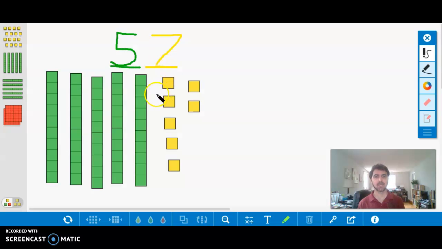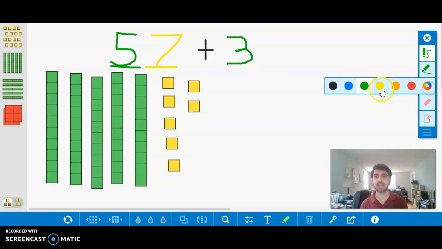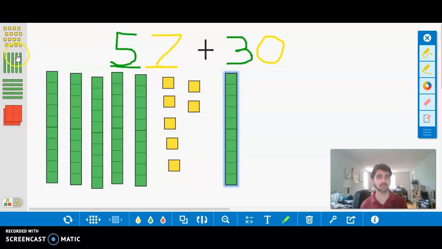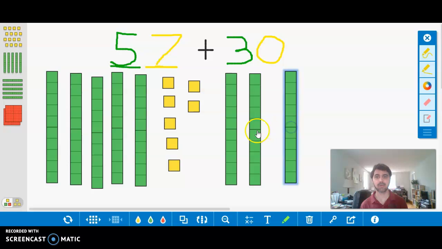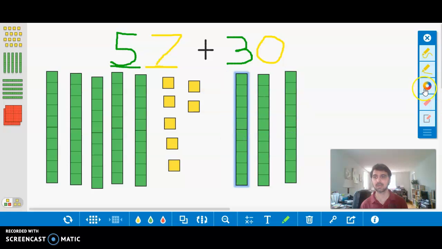Let's find out. So here we have the number 57. This time I'm going to add an even bigger number. I'm going to go all the way up to 30. So if I'm adding 30, I have 3 10s and 0 1s. So that means I have to add 10, 20, 30. Here, we'll even put a little plus sign here. Let's do that.